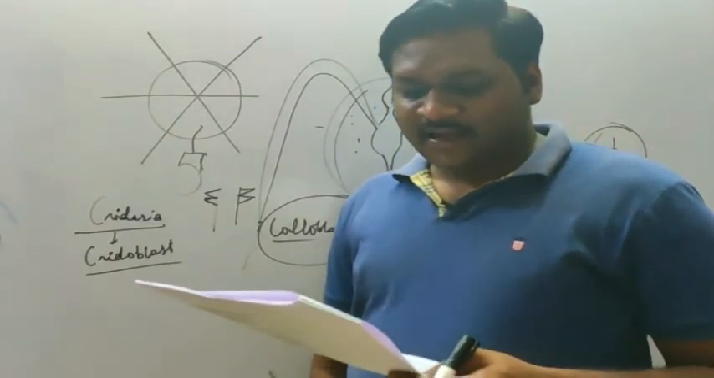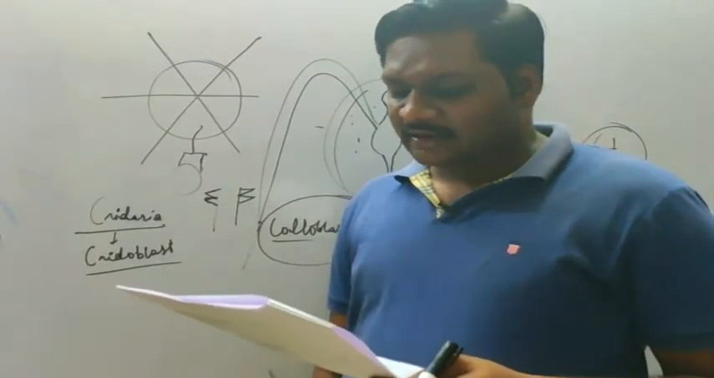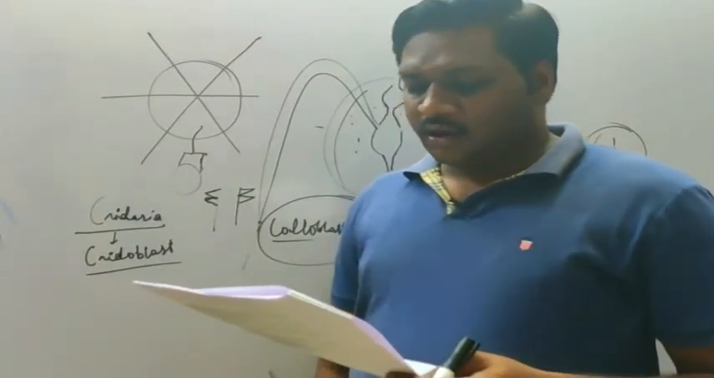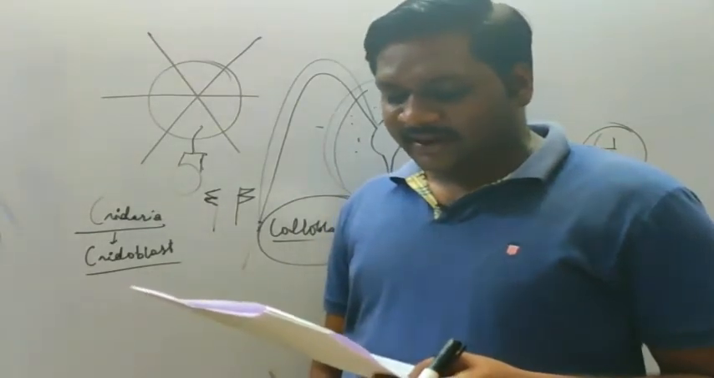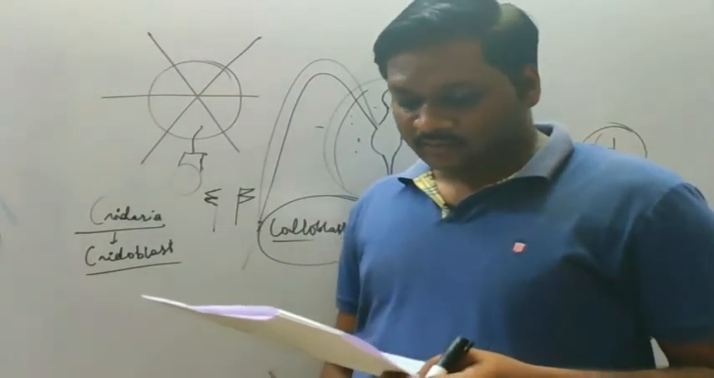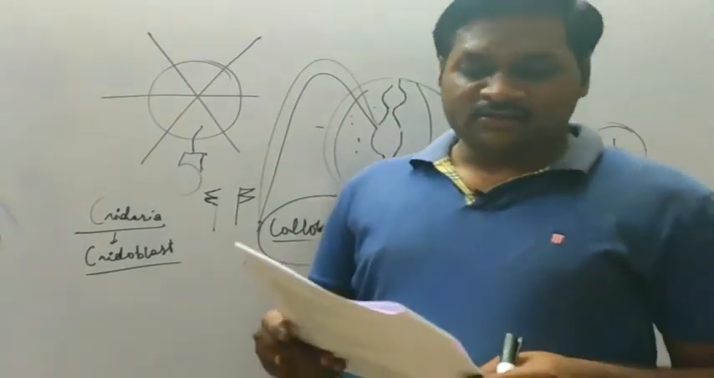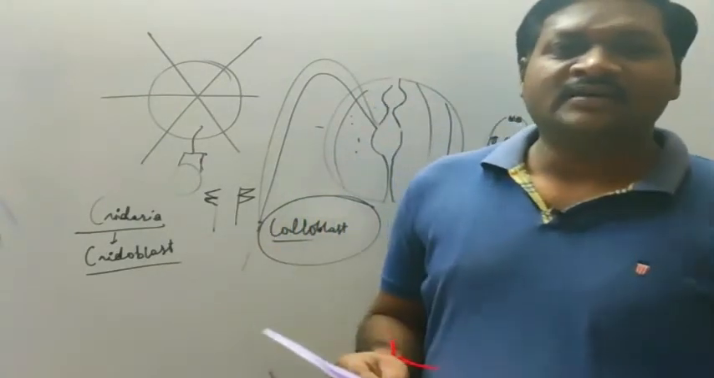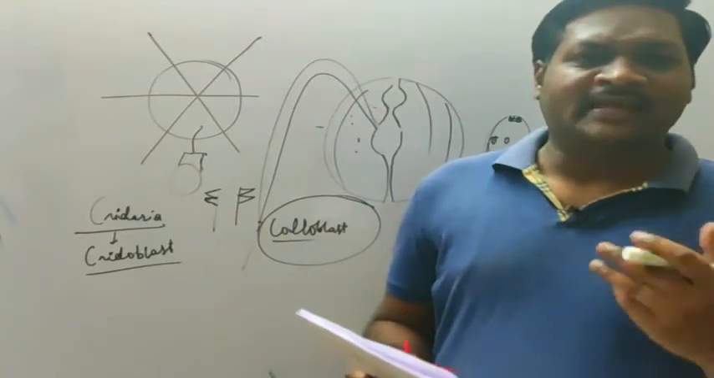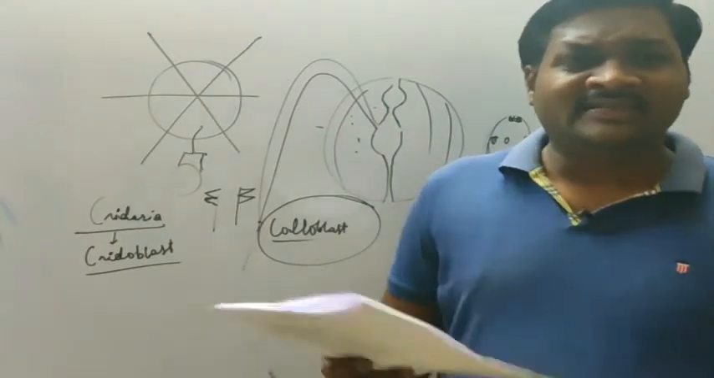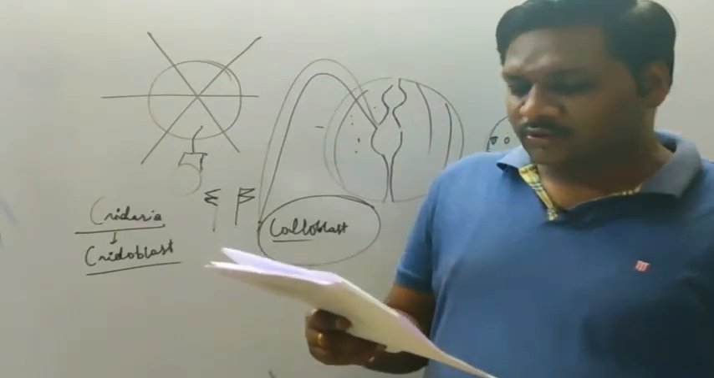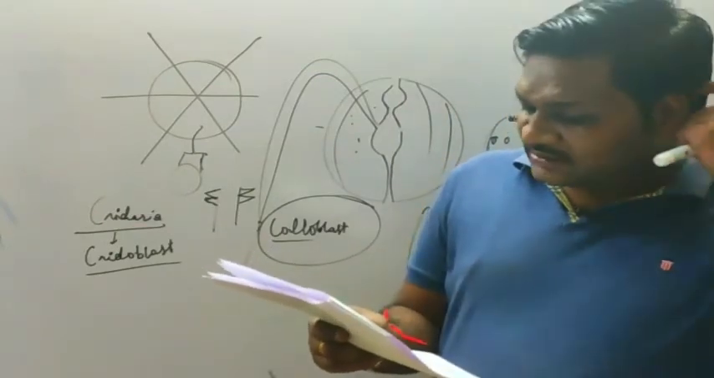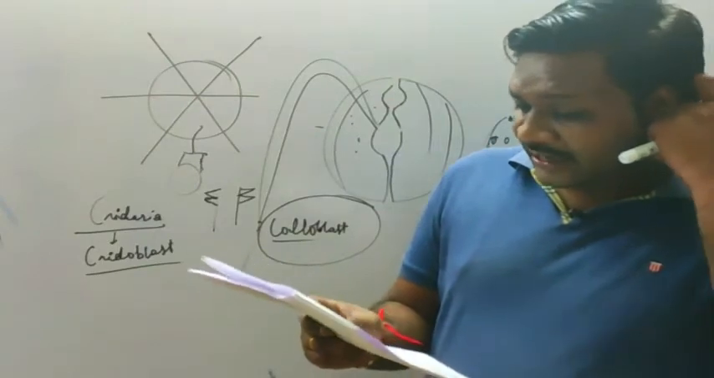Then 156, which of the following statements is incorrect about the circulatory system of mollusks? Let's see. First option, blood contains a respiratory pigment called hemocyanin. Yes, in case of mollusks we see the blood pigment is hemocyanin. In case of other organisms, it is hemoglobin. The next, non-cephalopod mollusks have an open circulatory system. Yes, it is also correct.